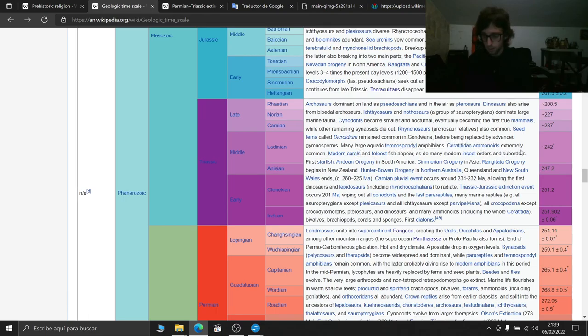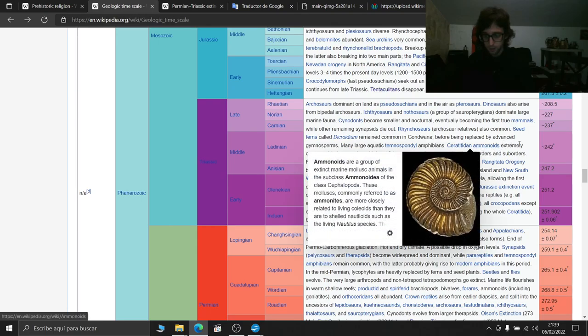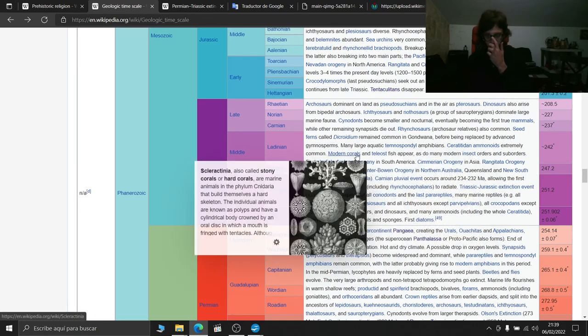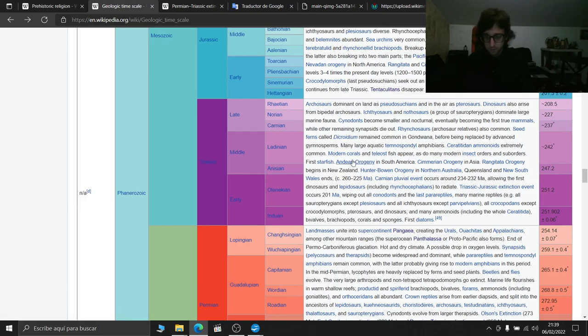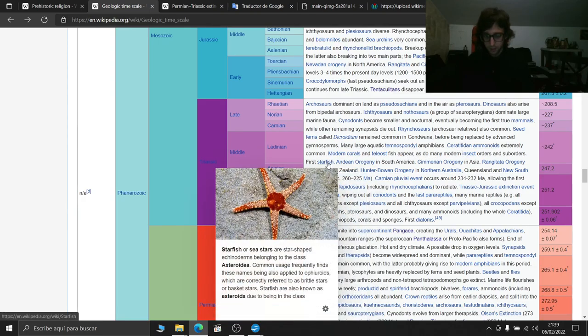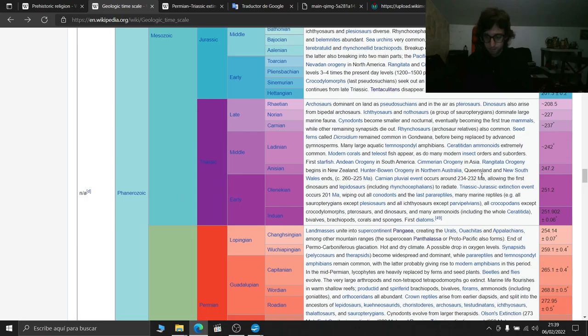Ammonoids extremely common. Modern corals. First starfish. Carnian pluvial event. The Carnian pluvial event occurs, allowing the first dinosaurs and lepidosaurs to radiate.